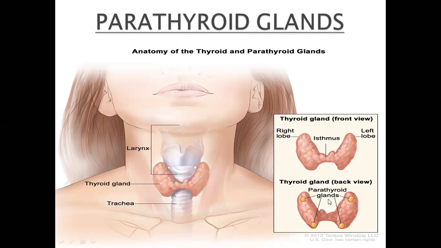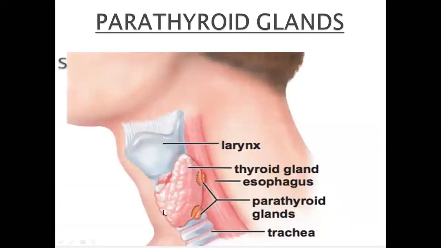These are the parathyroid glands. Just see from this lateral view, you can see the parathyroid glands are present here, just behind the thyroid glands. These are the parathyroid glands.